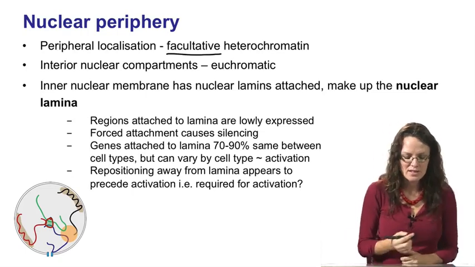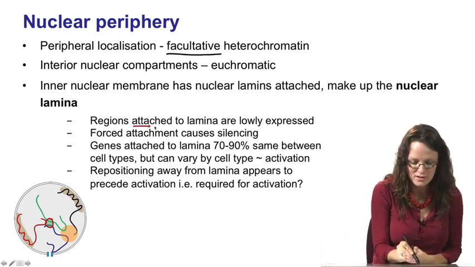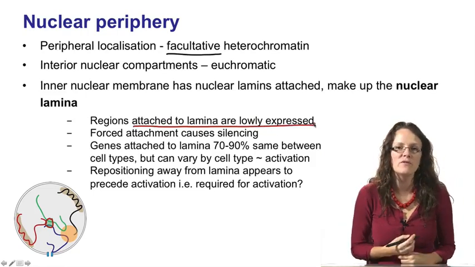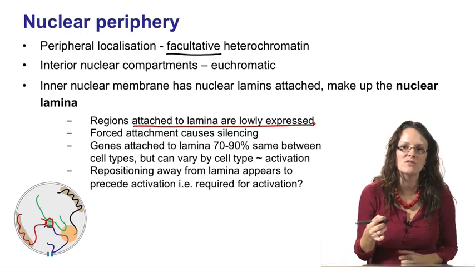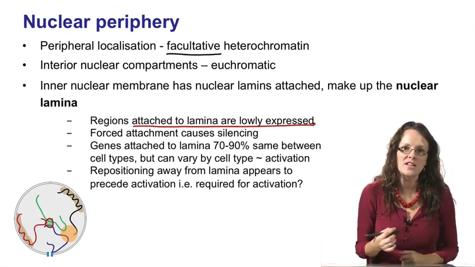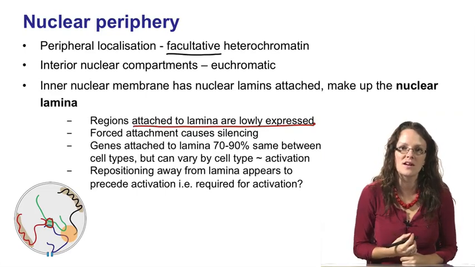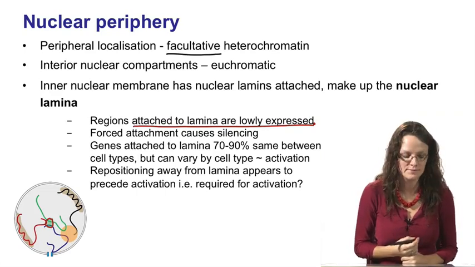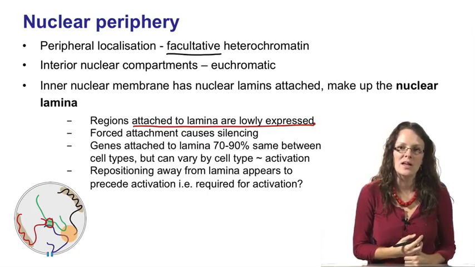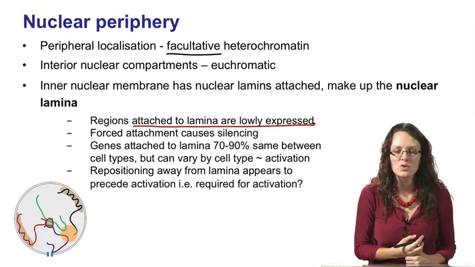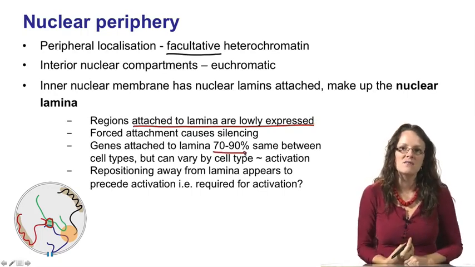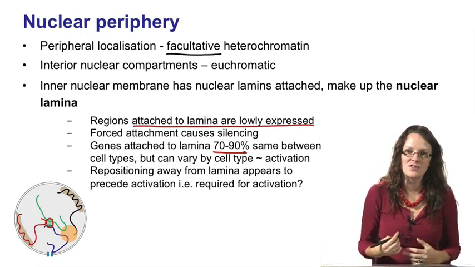What we know about this is that the regions that are attached to the lamina tend to be lowly expressed, as I said. But we also know that if you force attachment to the lamina, this results in silencing. And this is really suggestive of the attachment to the nuclear membrane causing silencing rather than being a consequence. We know that the genes that are attached to the nuclear lamina stay relatively consistent between cell types, so 70 to 90% are the same, but that this can vary upon something like activation of a cell.